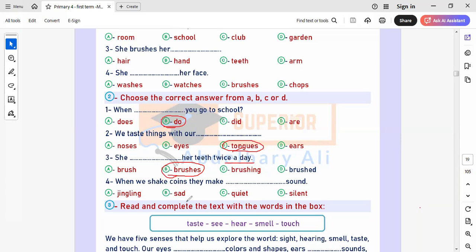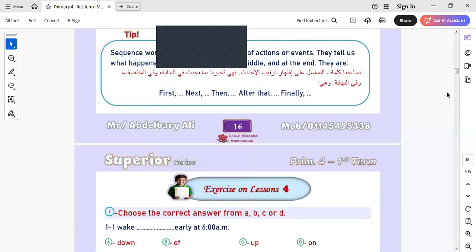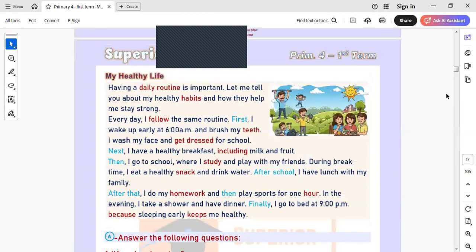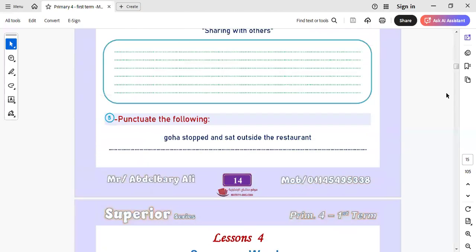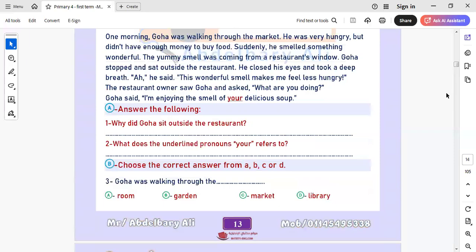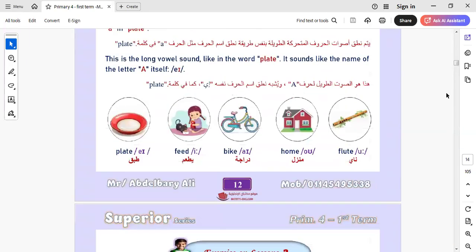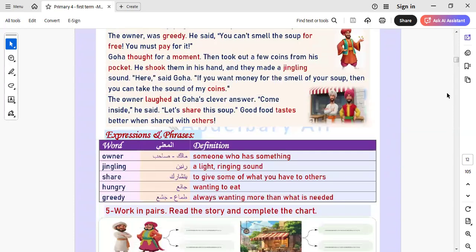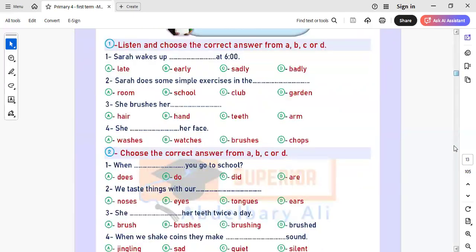Not sad, not quiet, not silent. Jangling sound. They make a jangling sound. It will be here: jangling sound.